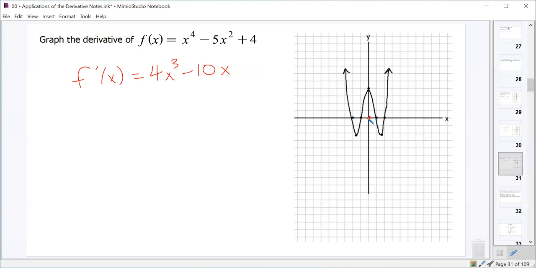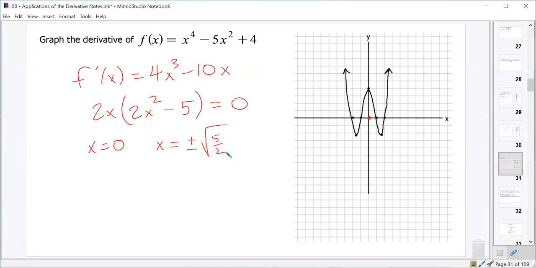And we'll see that it's an x and a y-intercept when we factor out a 2x, leaving us with 2x squared minus 5. If we set that equal to 0, we get x equals 0, and x equals plus or minus radical 5 halves. And 5 halves is between 1 and 4, so its square root must be between 1 and 2. So we're looking at another x-intercept between negative 1 and negative 2, and between 1 and 2. I'm not too concerned about exact values right now.